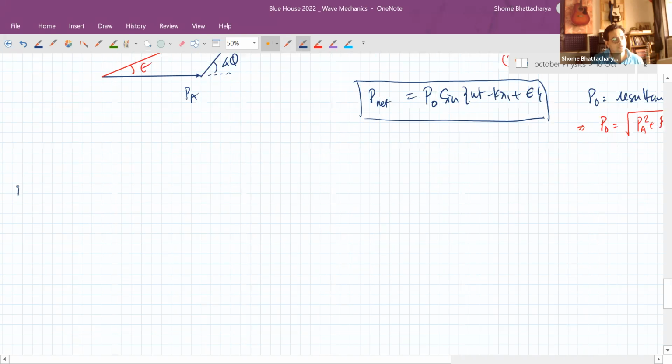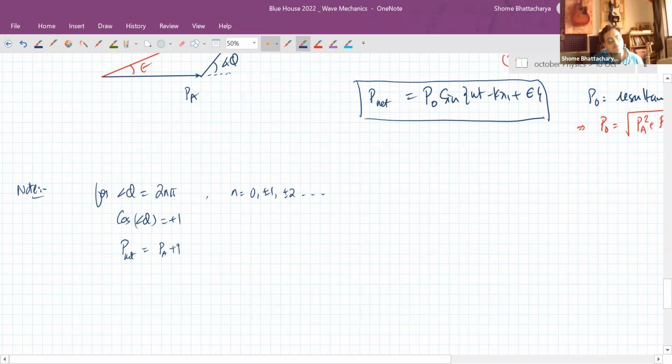So here you can see that for delta phi being an even multiple of pi, where n is an integer, cos delta phi becomes plus 1. So the net amplitude becomes the sum of the individual amplitudes. So net amplitude is equal to the sum of individual amplitudes.